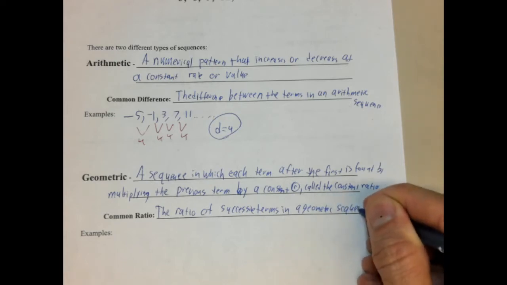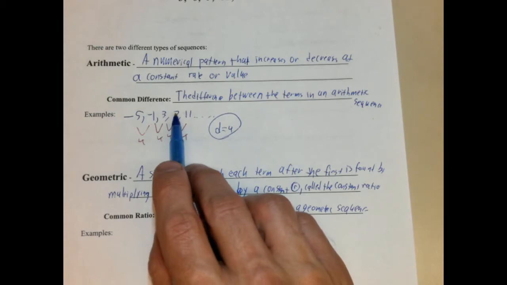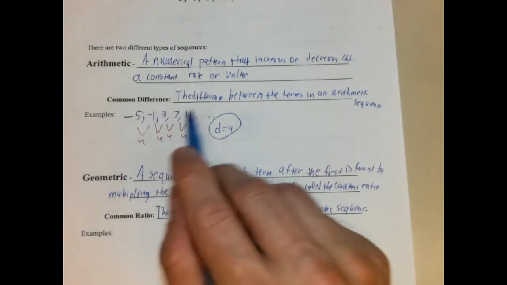It's pretty easy to figure these out. Here you could always just subtract one term by the previous term. So 7 take away 3 would be 4, that'd give you the common difference. Or 11 take away 7 is 4. That's how you find the common difference.